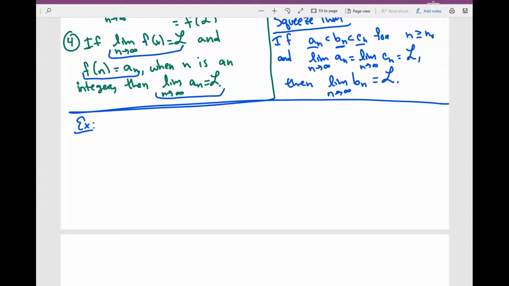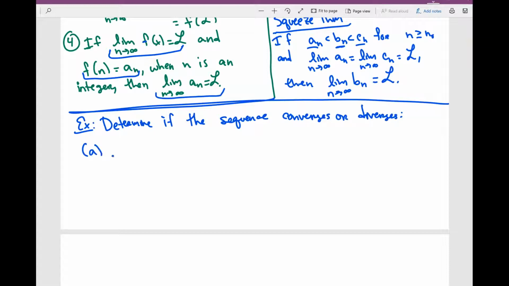So what we want to do is determine if the sequence converges or diverges. Okay, so here's going to be part A. We're going to find a sub n is equal to ln of n divided by n. So let's say we have that sequence.